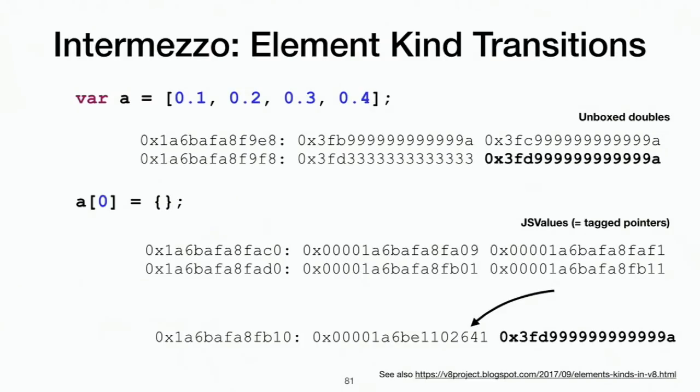Now we put an object there. So now the engine has to convert all these doubles to JavaScript values and then insert this object here. If you look at maybe the last element in this array, you would see it's pointing somewhere, and if you look there, you will find this double value again. So you can already tell why the engine tries to optimize, because if it stores them as JavaScript values, it will take 3 times as much memory as if it stores them unboxed.